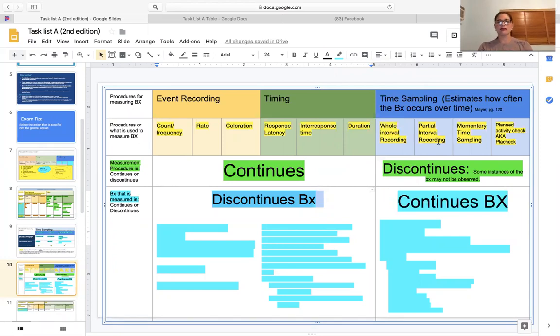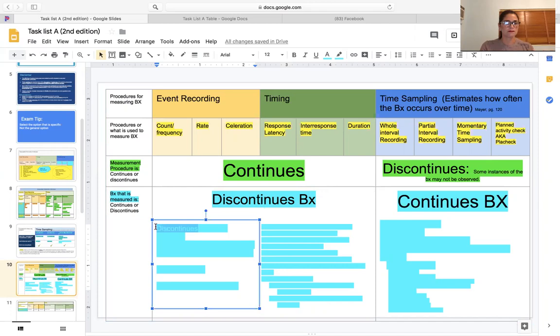The way that I like to learn it is time sampling is discontinuous. The rest, the discontinuous measurement procedure. So everything else is the opposite. I just fill in the blank. For the behavior it is the opposite, and for the measurement procedure it is the opposite. Does that make any sense, or am I just making it more confusing? No, that makes sense. So work your way from time sampling and then go around.